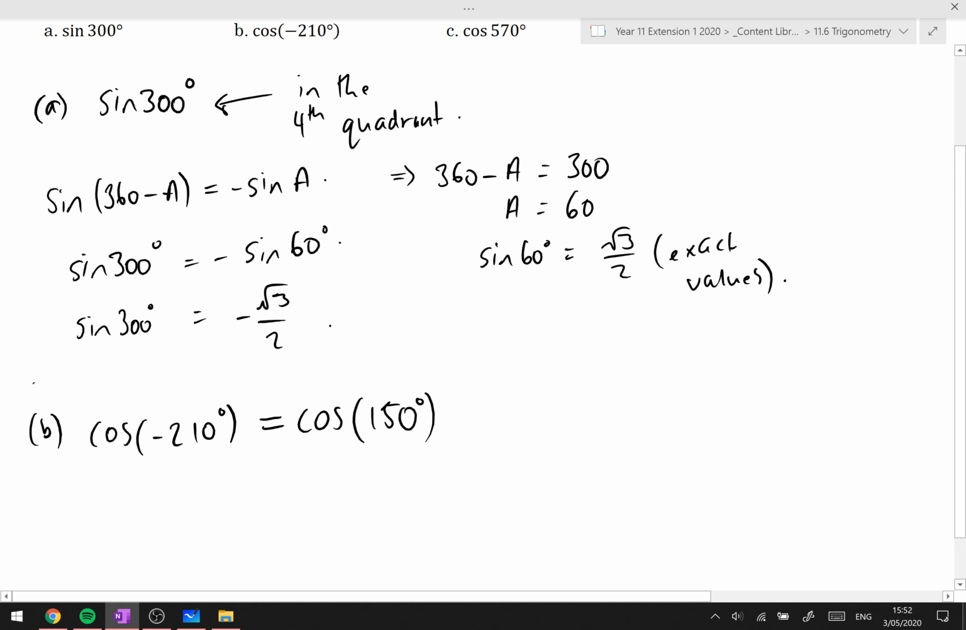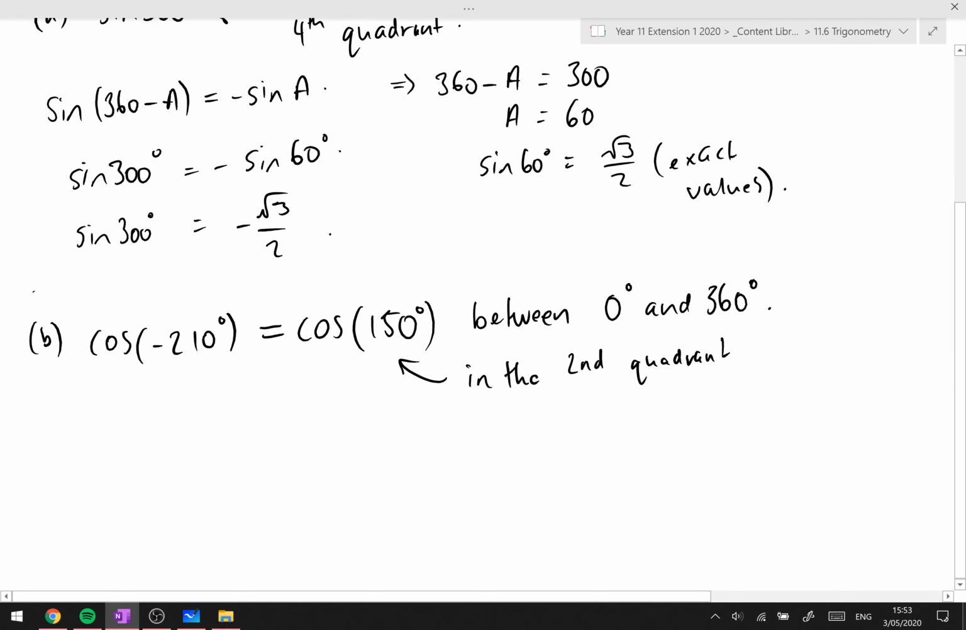So between 0 degrees and 360 degrees, we need to make sure it's between those first. Now, cos of 150 degrees is in the second quadrant, because it's not between 0 and 90, but it is between 90 and 180, so it's in the second quadrant.